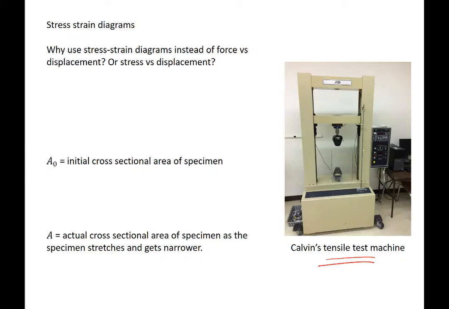They're measuring force with a load cell that's connected to this grip right here, and as the grips move apart, they're also measuring how far they're moving apart. So they're measuring displacement. So force and displacement would be pretty straightforward to plot, but instead we plot stress versus strain. And the reason for that is because that's going to make our plot independent of the size and the shape of the specimen.